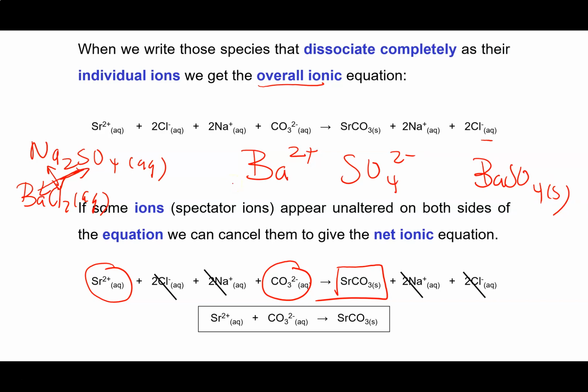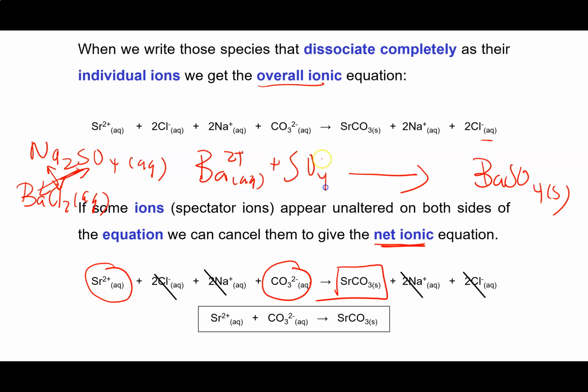Okay, so now I've identified what's going to form. How can I very quickly write the net ionic equation? And this is the little trick. You identify what's going to form, and then that becomes your product. And then you write the ions that make up your product with the correct number of them, which is easy in this case, on the left-hand side of your arrow with AQ. So it's really quick to get the net ionic equation if you're asked for it.